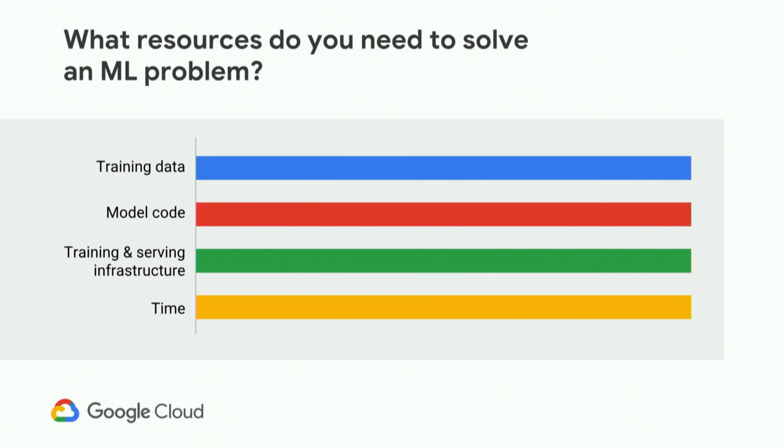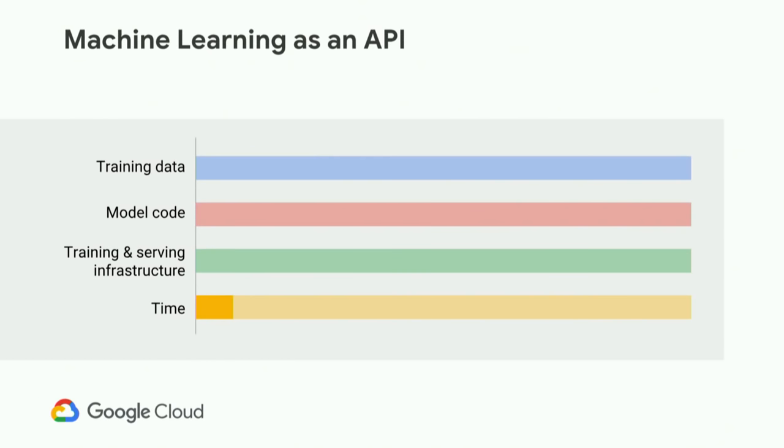So let's look at how this applies to the products that I've talked about so far. If we look at machine learning as an API, the great thing about these APIs is that you don't need any training data to use them. The model has already been trained. They're pre-trained models. So if I wanted to, I could just generate a prediction on a single image. I pass that image to the API, I get a prediction back, but it didn't require any of my own training data. I also don't need to write any of the model code. Again, that's all handled for you by the API. And the API is available on Google Cloud Platform, so I don't need to worry about training or serving infrastructure. All it's going to take is a little bit of time to write my request to the API and figure out how I want to parse the response that I get back. You can get up and running with these APIs in probably less than a day.